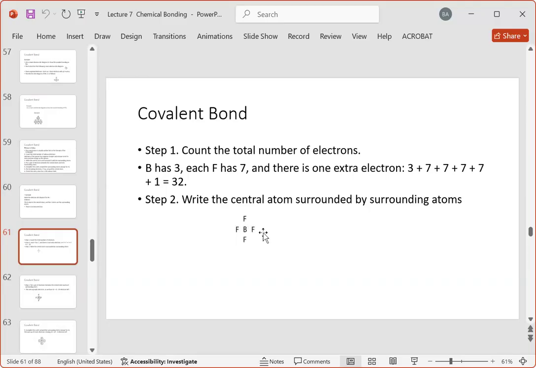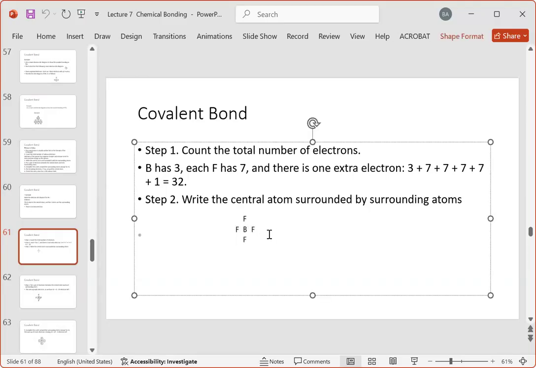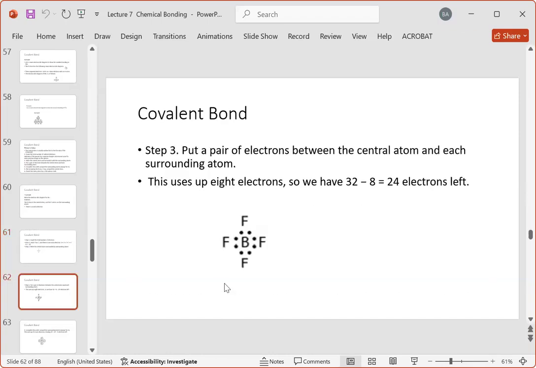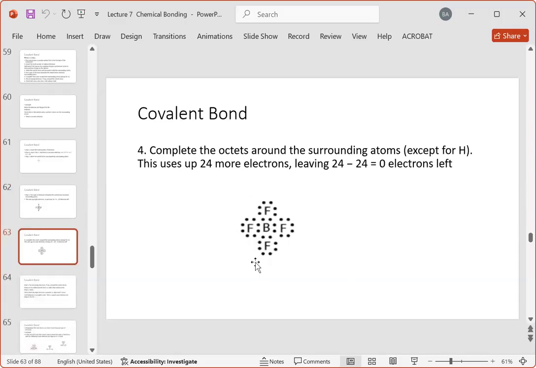Now step 2, you write the central atom, which is the boron, surrounded by the fluorine atoms. So now you are going to put 2 electrons in between the boron and each fluorine. So you put 2 electrons here, 2 electrons here, 2 electrons there, 2 electrons there. So then you have 8, just to satisfy the octet around the boron. Once you satisfy that one around the boron, then you have 24 left. The 24 left, you are going to distribute among the fluorine atoms, and it will satisfy them.